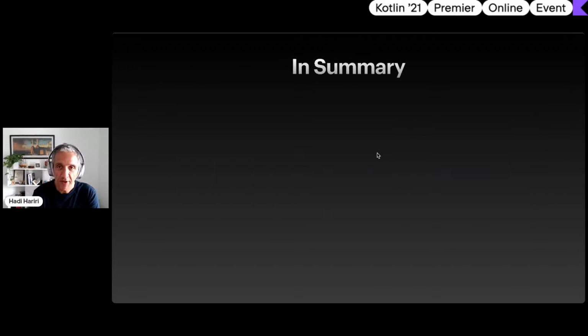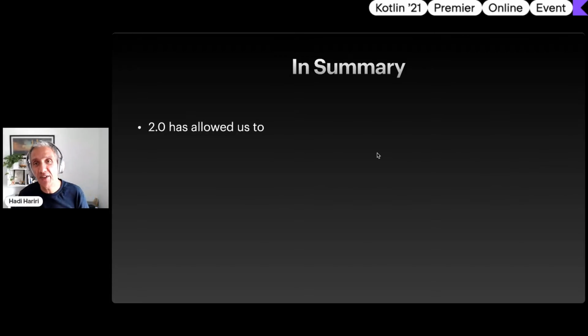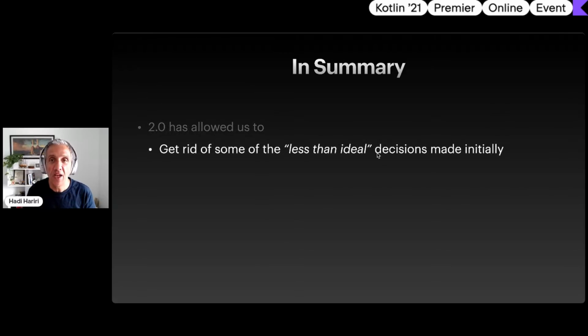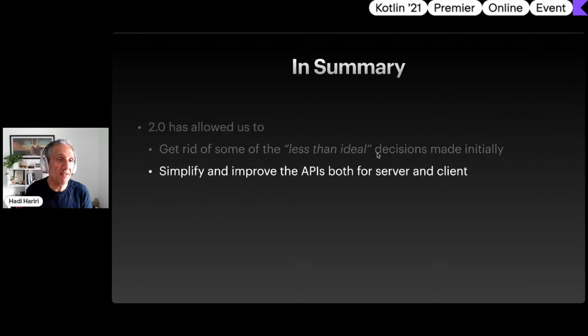But in summary, if we look at 2.0, what 2.0 has allowed us to do is get rid of some of the less than ideal decisions that were made initially. And this includes the way the modules were structured, the way the packages and the modules were named. And again, as it has some breaking changes, we really feel that it was necessary. And these breaking changes will be better in the long run. We've tried to simplify and improve the APIs for both the client and the server. And we've set the groundwork for what's to come. And there's a lot to come.